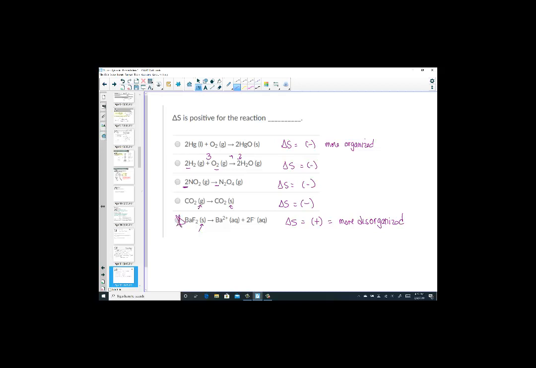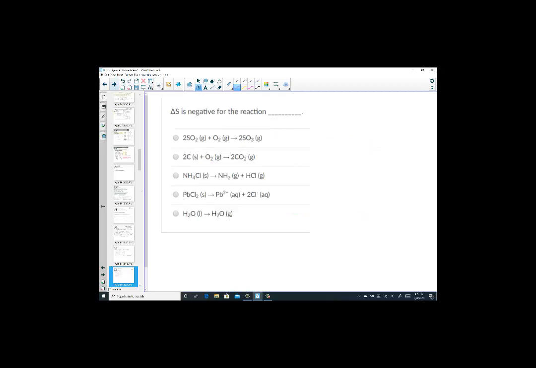That's the one you selected, I'm sure. Shall we keep practicing? These are old test questions. Find the one where entropy is negative for this reaction. Pause the video and put up your guess. All right, welcome back. Let's check. Here we have 1, 2, 3 gaseous moles converting into 2 gaseous moles. Well, that's becoming more organized. Therefore, the entropy is negative.